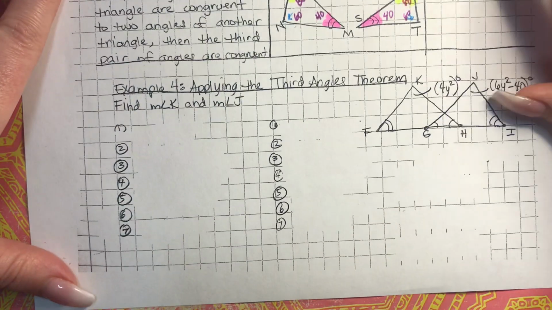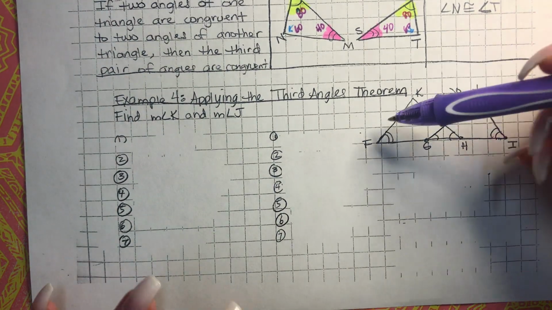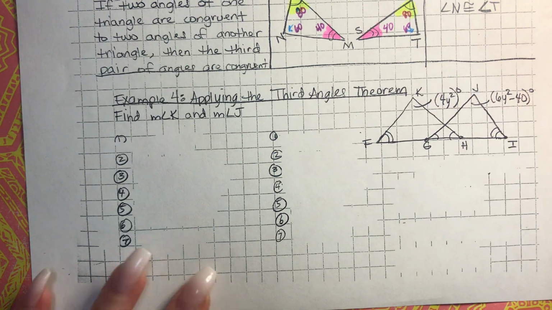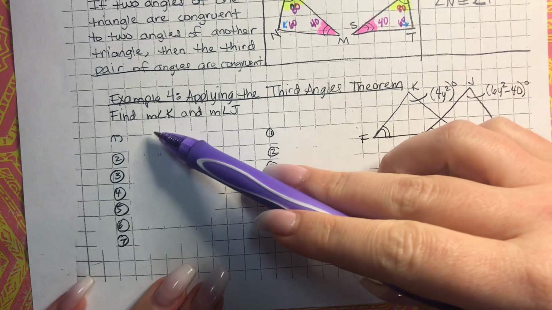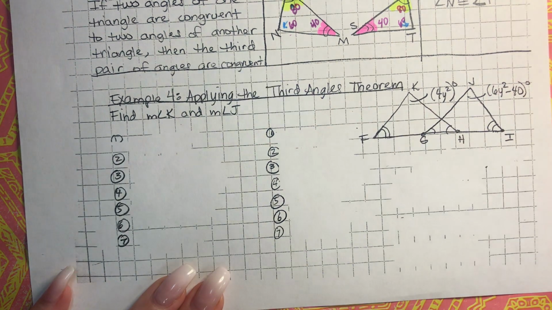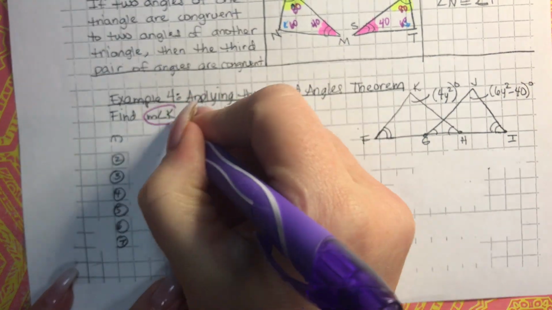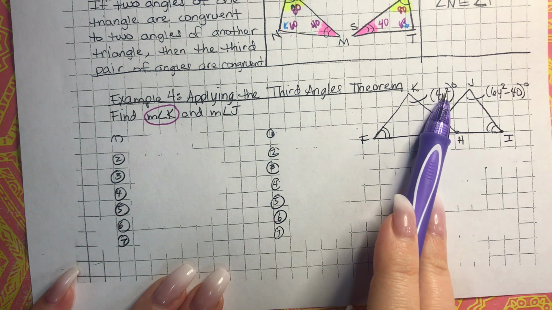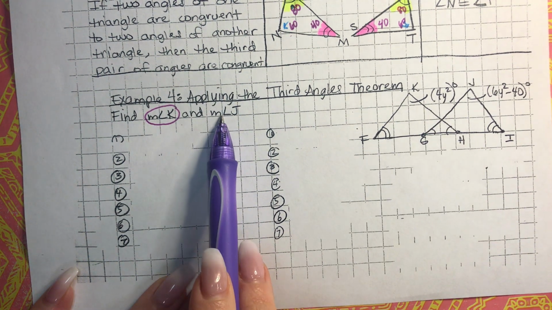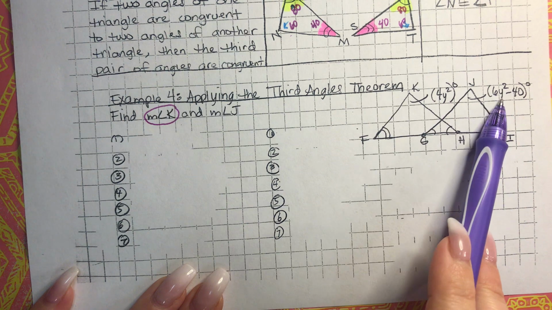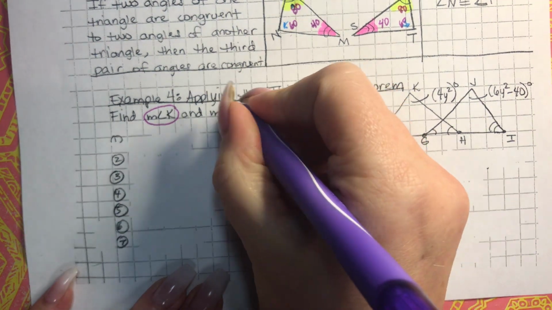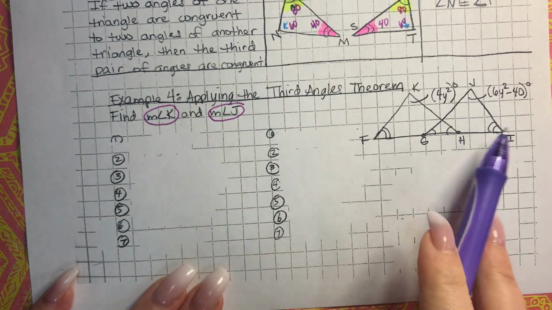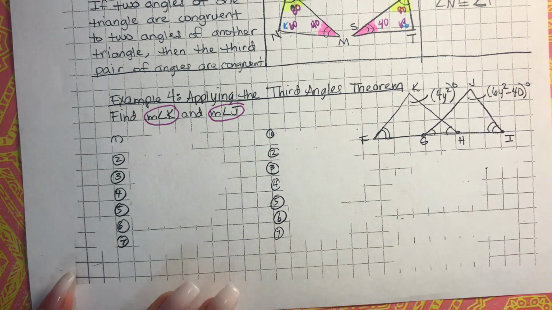Perfect. Okay, let's look at this example. Ooh, this is kind of fun. We have these two triangles and they overlap. What we need to do is find the measure of angle K, which is right there. It says measure of angle K is 4y squared. And then we also need to find the measure of angle J, which is right here, 6y minus 40.